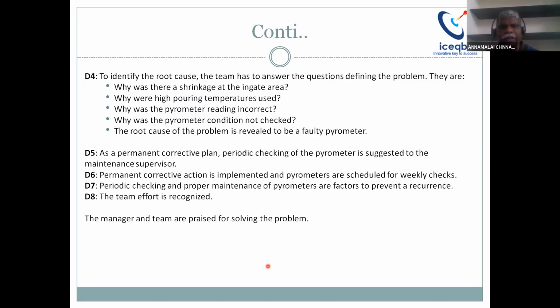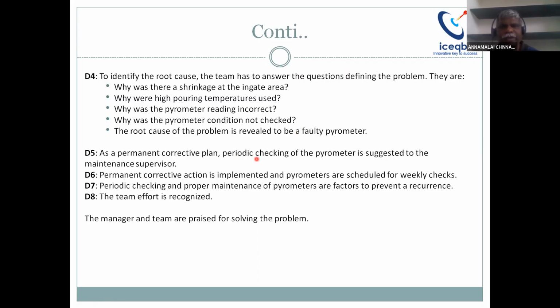Then the fourth step is to identify the root causes of the problem. So you ask the 5 Why analysis. Why was there shrinkage? There was shrinkage at the in-gate area. Why was there shrinkage? Because of a high pouring temperature. Why was the pouring temperature high? Because the pyrometer reading was incorrect. Why was the pyrometer reading incorrect? Because the condition was not checked. Why was it not checked? Because there was a faulty pyrometer. So the root cause of the problem was that the pyrometer was faulty, and that was the reason why this problem was happening.